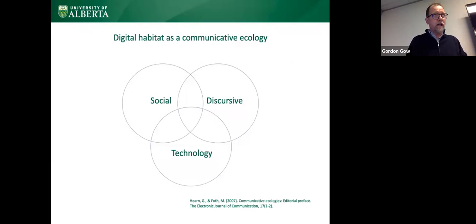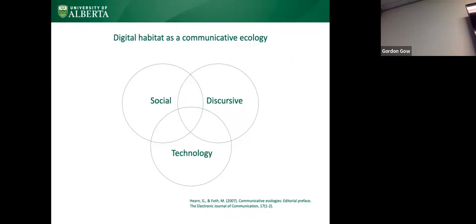And they don't really go into a lot of detail about what a digital habitat is, but when I scratched below the surface and started digging around, I found it shares a lot of features with this notion of communicative ecologies from Foth and Hearn, which they see as a kind of relational approach to understanding dynamic relationships between social practice, discursive practices, and technology use, right?